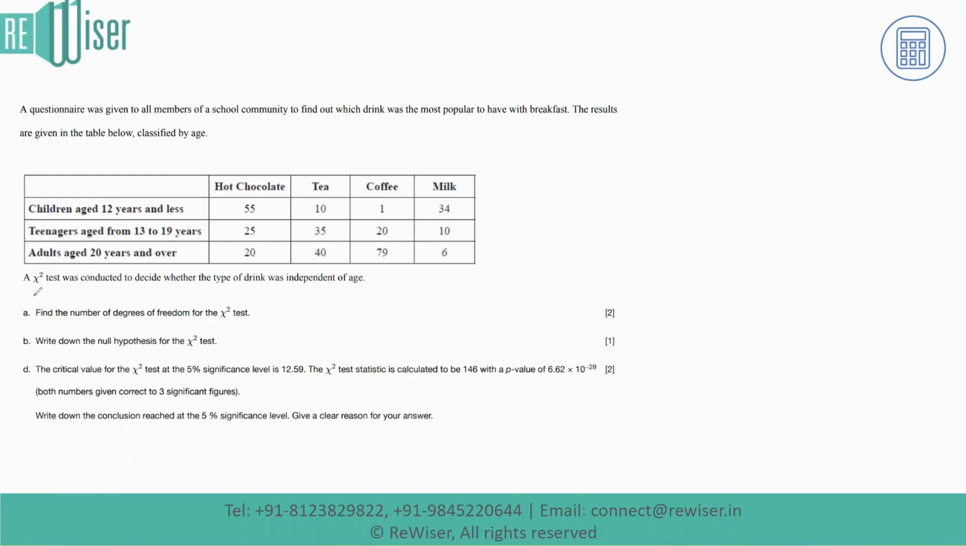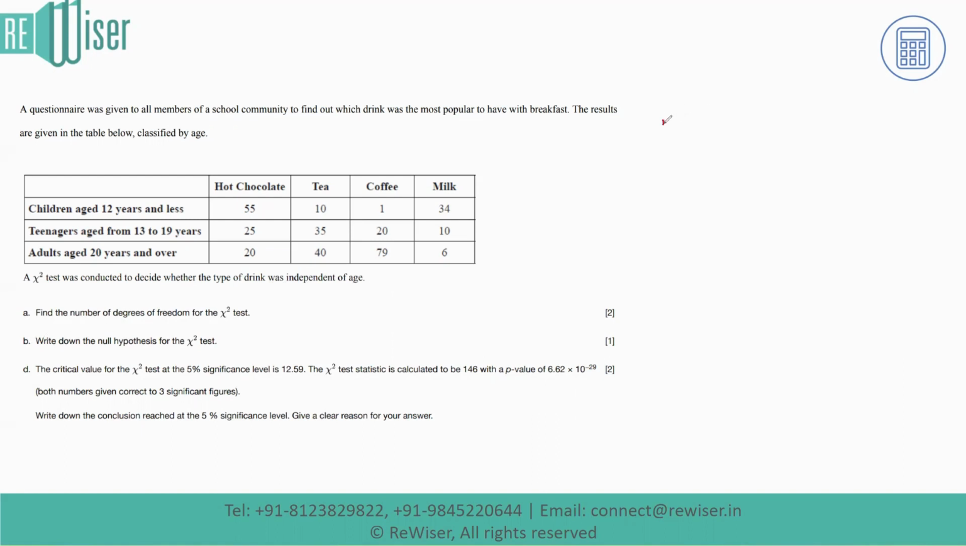So here we are talking about a chi-square test that was conducted to decide whether the type of drink was independent of age or not. So we are talking about whether drinks is independent of age or not.